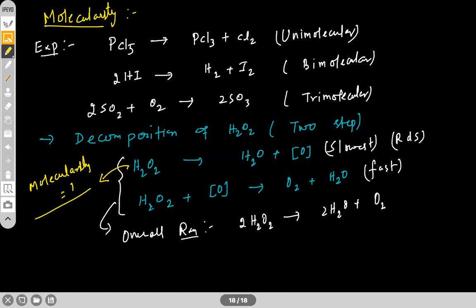The other one: there are 2-3 points here in molecularity which are important. Write down, point-wise. It is a theoretical concept. Next point: cannot be zero, negative, fractional, etc.